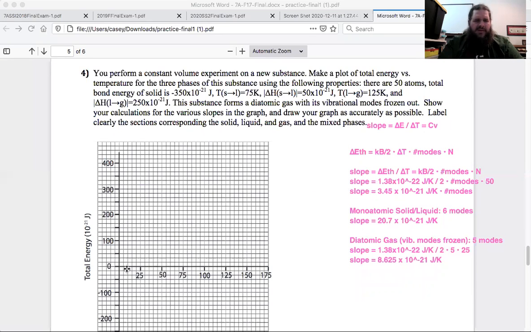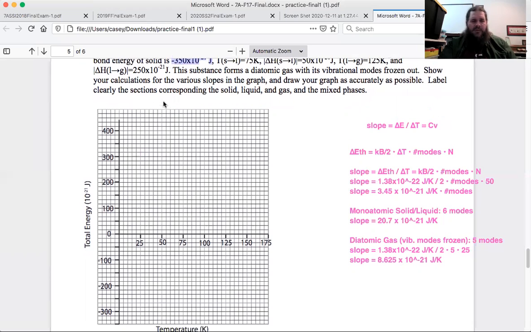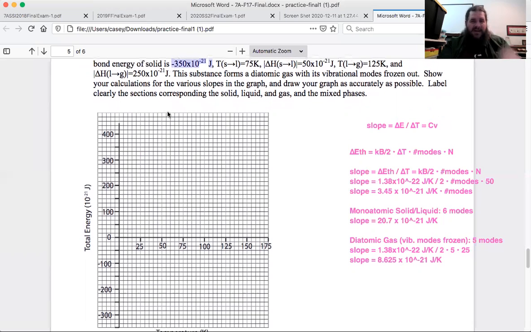let's say we go all the way to the left, all the way to the 0 Kelvin side. If our temperature is at 0 Kelvin, we've got no thermal energy. So what's the only kind of energy we have? Bond energy. Right. And it tells us the total bond energy of the solid is negative 350 times 10 to the negative 21 joules. So we can use that as a starting point. The energy at the very beginning, at 0 Kelvin, is this value, negative 350 times 10 to the negative 21 joules. So let's mark a point there, negative 350 times 10 to the negative 21 joules.